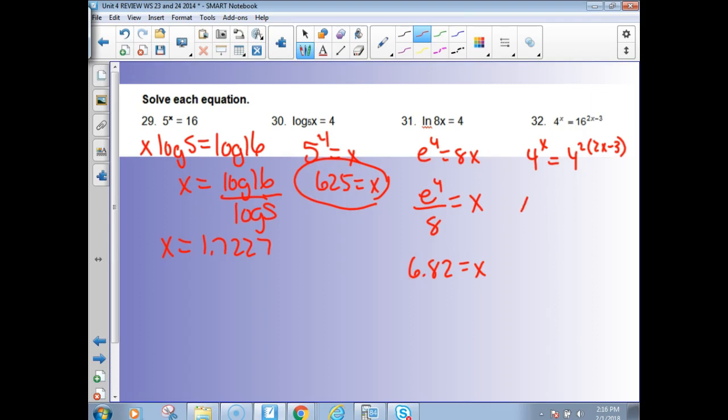Drop the bases. x is equal to 4x minus 6. Subtract 4x, negative 3x equals negative 6. You should have gotten x is 2, whatever way you solved it. Did anybody else do it in base 2? Yeah, it's still good too. It's fine.